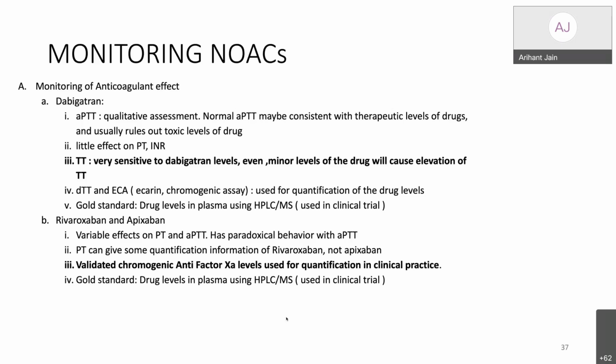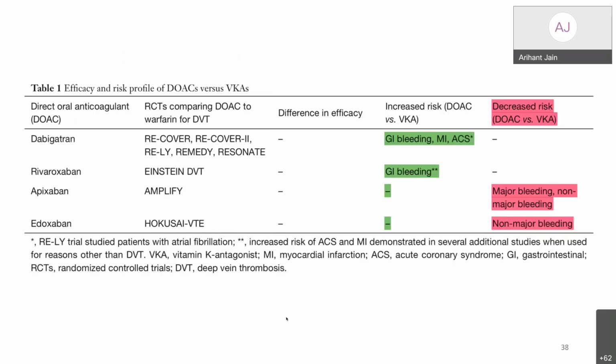Dabigatran effect is over. Say a patient who is taking Dabigatran comes to the emergency with an intracranial bleed, and the neurosurgeon wants to operate and is asking you for clearance. Then you can just do a TT. If the TT is normal, then you can safely clear the patient for the neurosurgical procedure. In rivaroxaban and apixaban, again, they have a very variable effect on PT and APTT. You can't use that for monitoring. So you have to do anti-Xa levels, which are validated for rivaroxaban and apixaban.